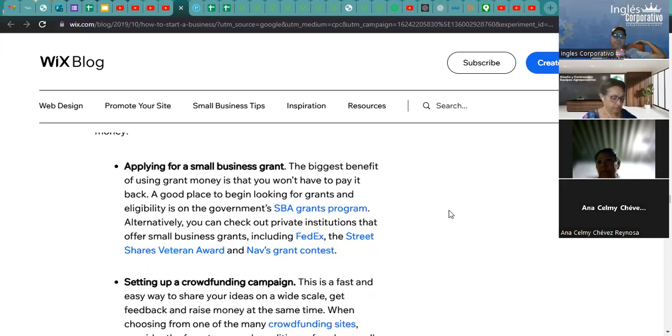So for example, the first one is applying to a small business grant. A grant means something that you are going to get and you don't have to pay back. It's something that some institutions do. For example, here in El Salvador, there are some institutions that if you're a woman and you want to create a business, they give you the money, right? So you can start your own business. So that would be it.